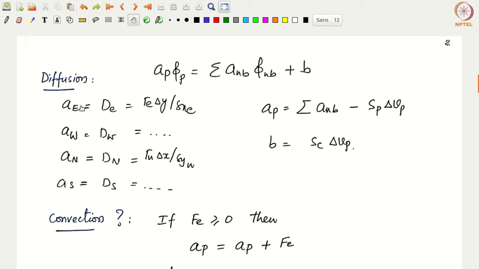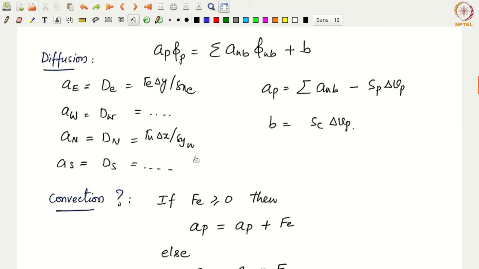The contribution from convection still needs to be added to A east, A west, A north, A south, which we have not done up till here. Okay. Now what would be AP? AP would be the summation of all these neighbors, that is sigma A neighbors, minus of course the contribution coming from the source terms, that is SP times delta Vp, and B would be equal to SC times delta Vp. Okay. So that's what we have.